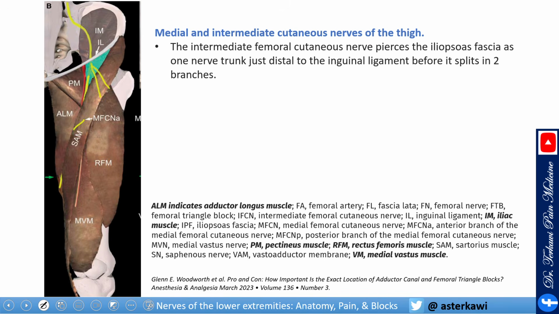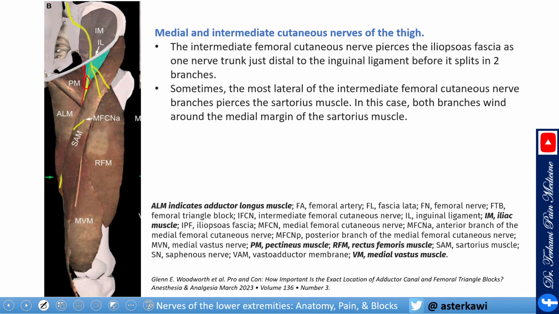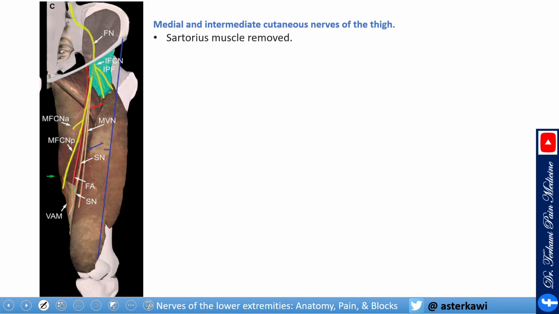Now, the intermediate femoral cutaneous nerve pierces the iliopsoas fascia as one nerve, which is right there, just distal to the inguinal ligament, before it splits into two branches. The most lateral of the intermediate femoral cutaneous nerve branches pierce the sartorius muscle, and here we see the sartorius muscle removed in this picture.